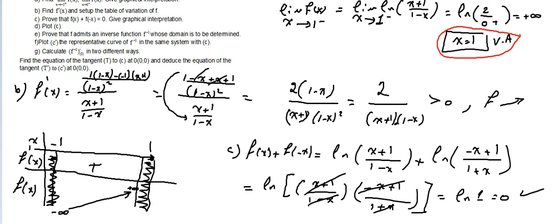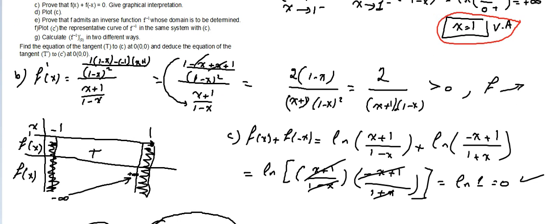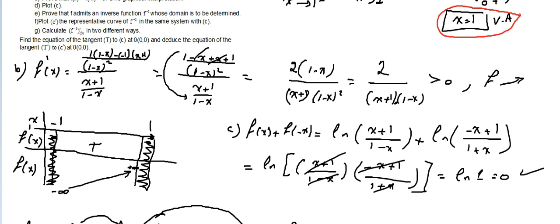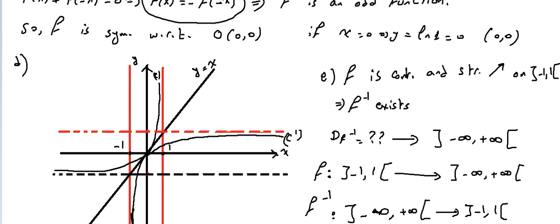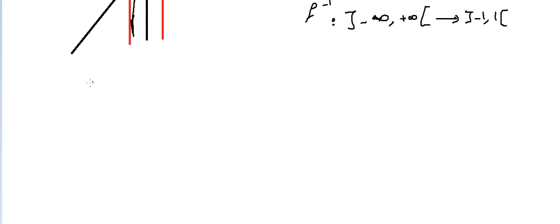This is part E. We still have part F and part G. Part F says, we did part F, right? Now part G. Calculate part G and part H. This is part H over here. Calculate F inverse prime of 0 in 2 different ways. You remember we did that in the videos of inverse functions, right? You can go and see how we did these. So we need to find the F inverse prime at point 0 in 2 different ways.